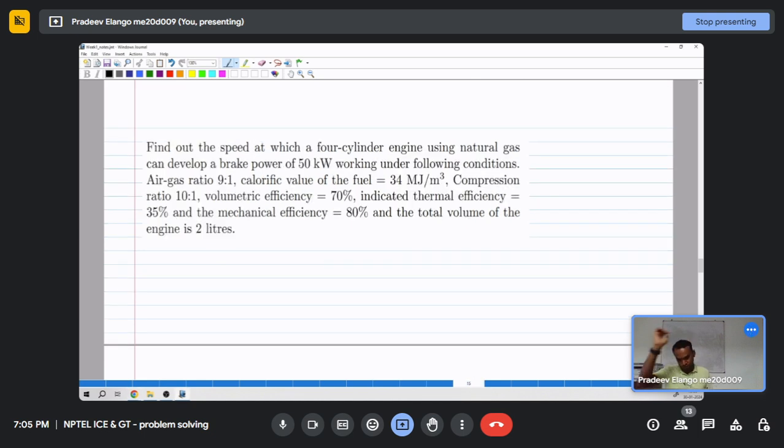Find out the speed at which a four-cylinder engine using natural gas can develop a brake power of 50 kW working under the following conditions. So we know brake power is 50 kW. Air gas ratio is 9:1.